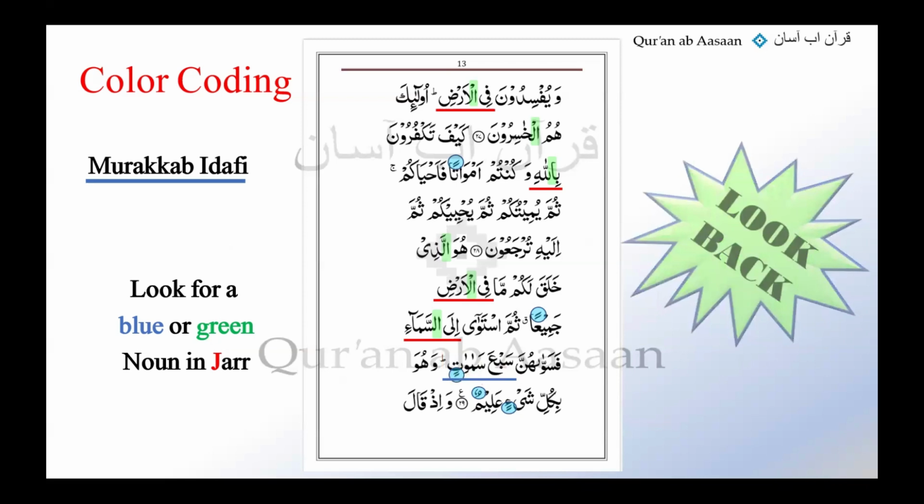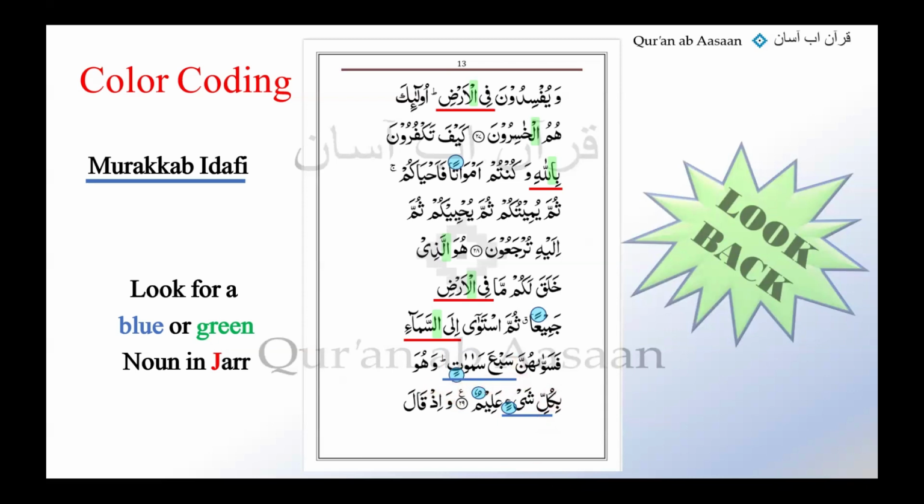Alhamdulillah. Any other one on this page? Just look for the colored nouns in jar. I can see shay'in in jar. Excellent. And I look back and I see what? Kulli. This is no al, no tanween, so this is also making a Murakkab Idafi, and we are going to underline it red. Kulli shay'in. So we are going to underline clearly like this, both the words, both nouns.